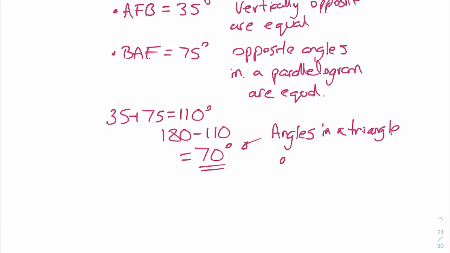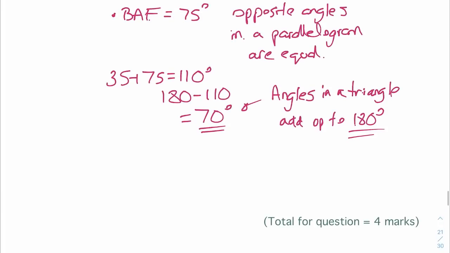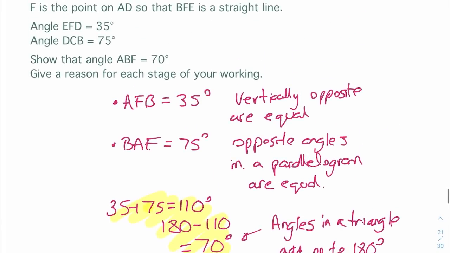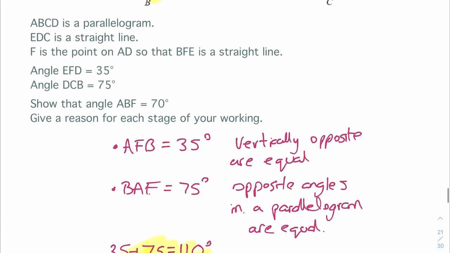Angles in a triangle add up to 180 degrees. And there we go, that'll be our final answer. So there we go, we've shown that it's 70. This bit of working out here was the key part that finished off the show that part. So there we go, quite a lot of marks for those questions, so it's well worth making sure you write down the correct reasoning when you are doing these sorts of questions.